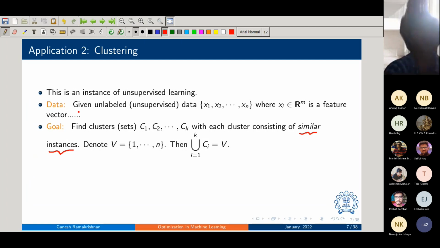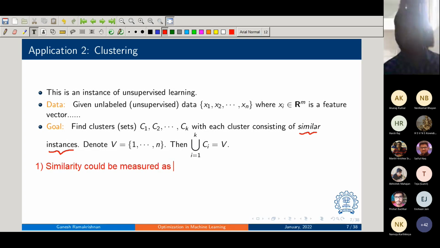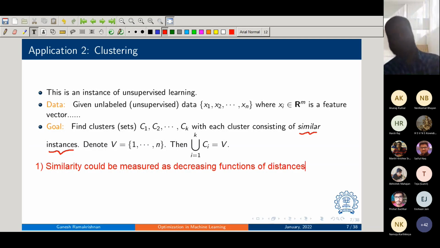Sir, distance. Okay, there should be distances. Similarity would be measured as decreasing functions of distances. What else? Would you expect some property to be there? Sir, angle, I mean cosine similarity between 2 points. Yeah, so you could look at cosine similarity. Those are examples.